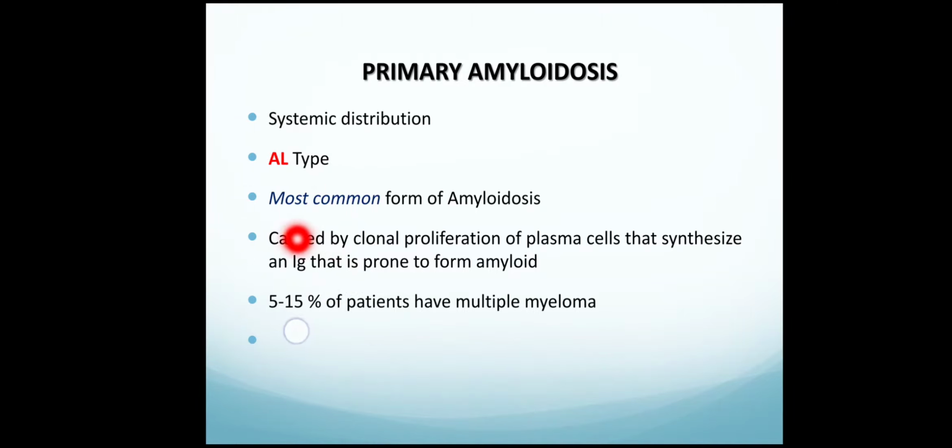Now, this you should remember that it is seen in case of plasma cell dyscrasias, which is caused by the clonal proliferation of the plasma cells that synthesize the light chain immunoglobulins. Since the light chain immunoglobulins are formed in large numbers, they are prone to misfold and form the amyloid proteins. And the most common disease associated is multiple myeloma. So this is called primary amyloidosis because the primary disease is causing the production of these proteins.